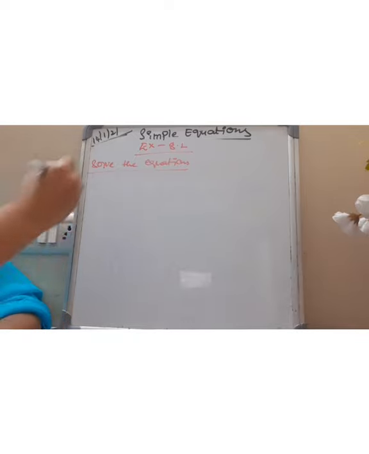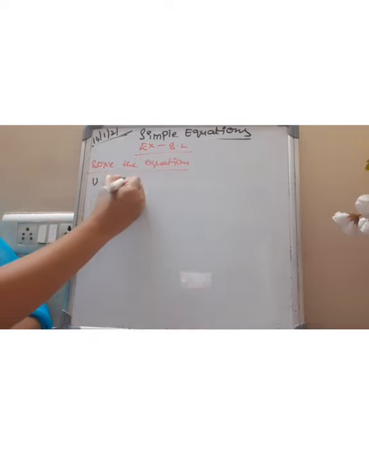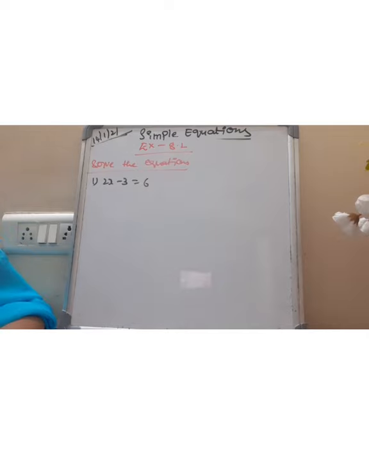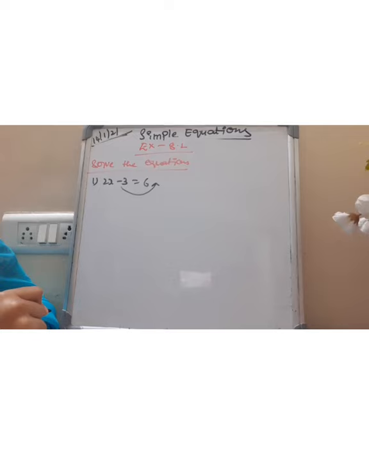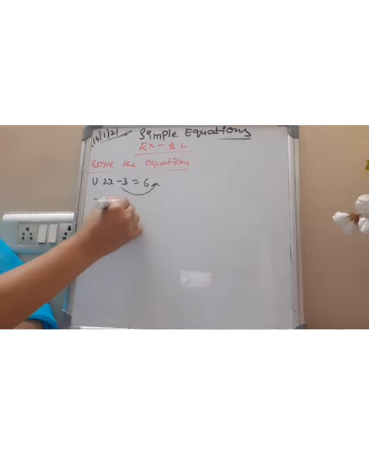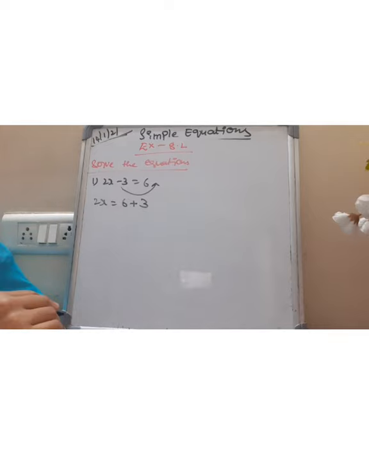2x minus 3 is equal to 6. Simple question is given here. What will be your first step here? Your first step will be you have to eliminate negative 3 because negative 3 is there along with 2x. The first step is we will send negative 3 to the other side. What will happen when we send negative 3 to the other side? It will become positive 3. Okay. So 2x is equal to 9 here.